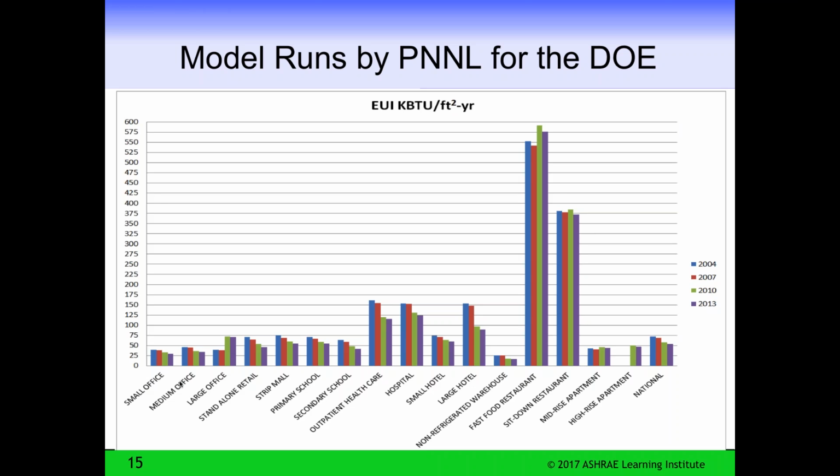And then as Standard 90 makes its changes, this chart shows the changes from 2004 to 2007 to 2010, 2013, off on the right. For each building type, you see the amount of savings over the course of time over the last decade or so. And 2016 is not in here yet, but will be shortly.